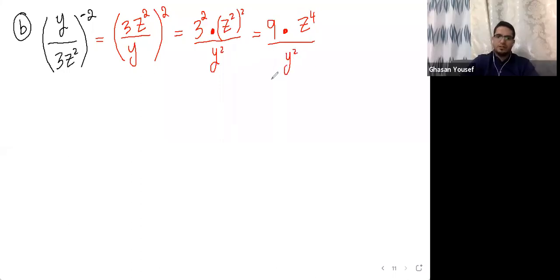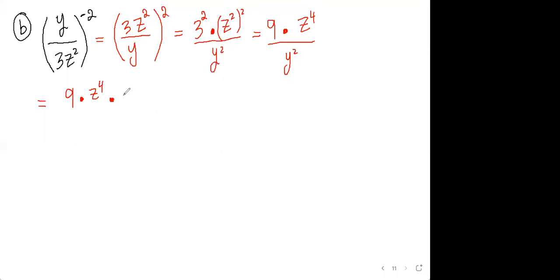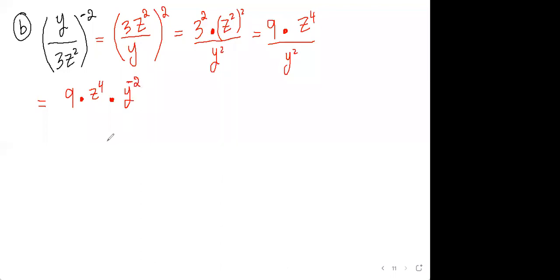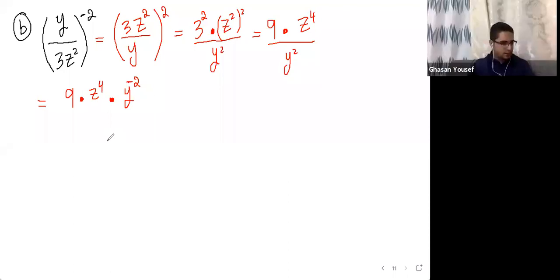If the question told you not to write the answer as a fraction, you just move the y to the power 2 up. How can I move it? 9 times z to the power 4 times what? Times y to the negative 2. Exactly, y to the negative 2. So this is the simplest way to write the fraction.